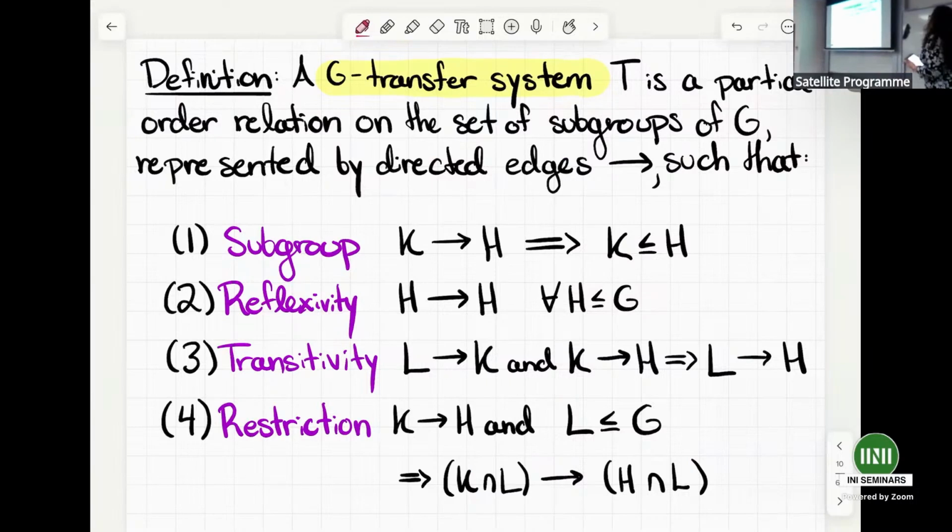So, primes, of course. I have all these conditions. First, the subgroup one: if I have an edge from H to K, then that means H has to be a subgroup of K. Oh, sorry, I said that in reverse. K has to be a subgroup of H. Reflexivity: I always need the map that goes from H to itself for all the subgroups of G.